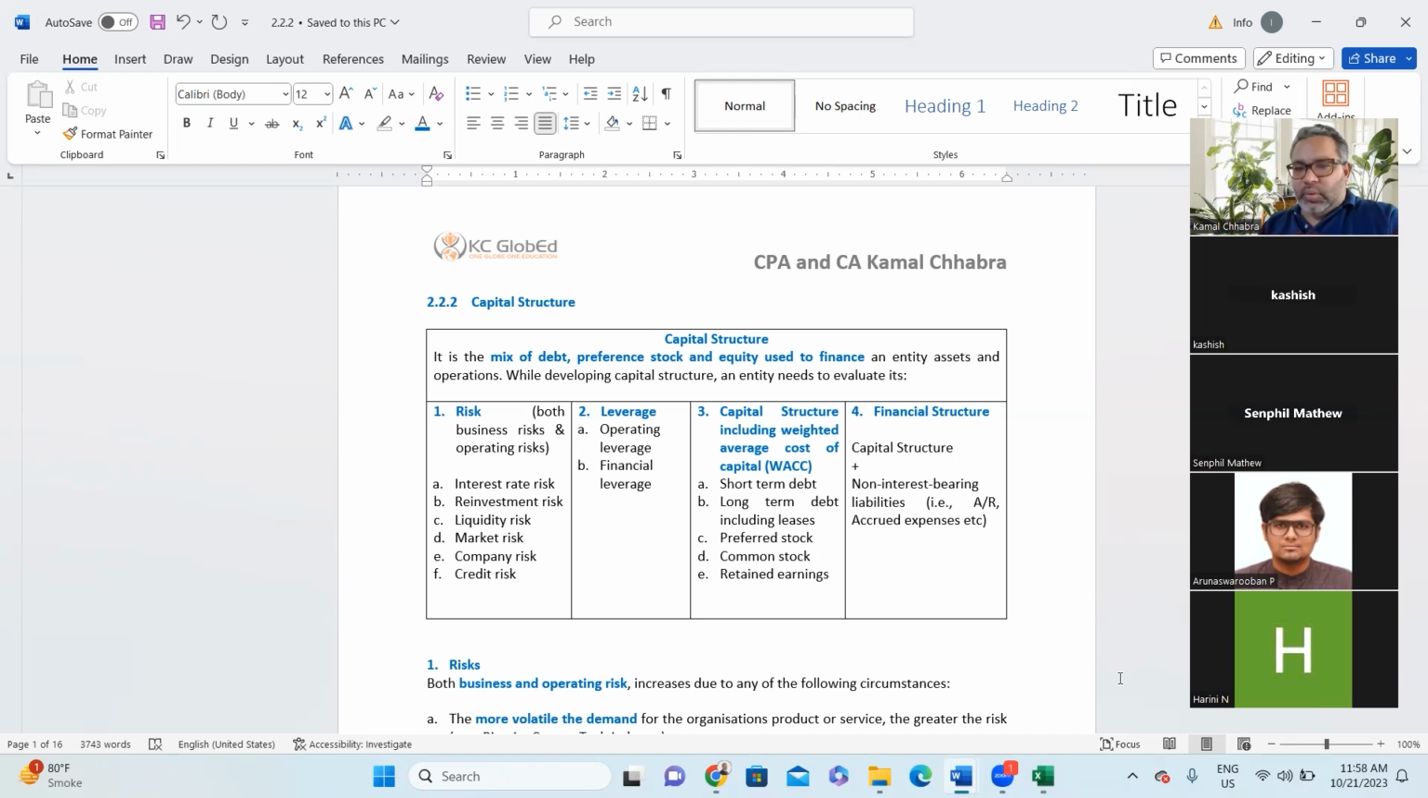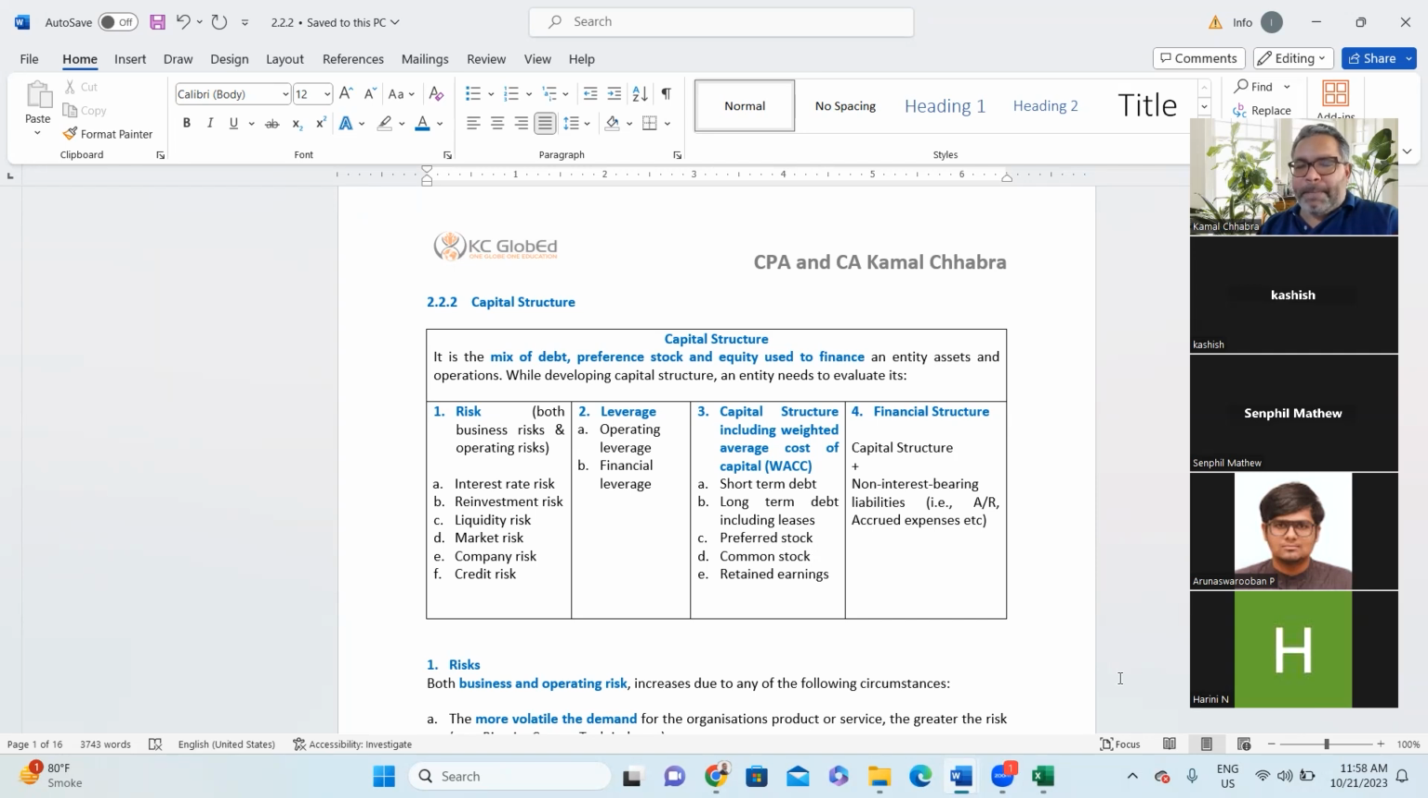Common stock is equity, right? In the US, we call it common stock or stock, but in India, we use the term equity, right? Retained earning, we all know, profit after tax from the income statement will transfer to retained earning, and retained earning is the accumulation of all years' profit after tax, right? Yes, no?